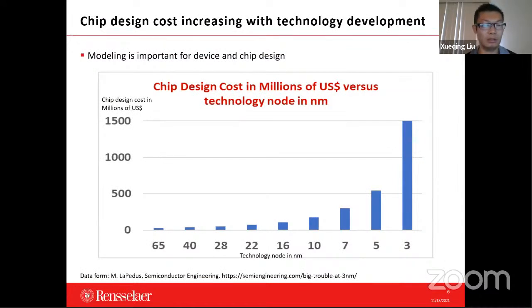As we know, the SPICE models are the building blocks for the integrated circuit and the system designs. And the chip design cost is increasing with the technology development. So the modeling is very important for the device and chip design.